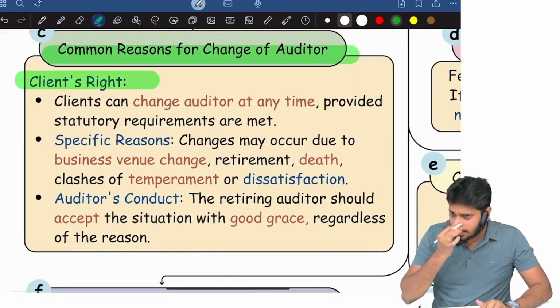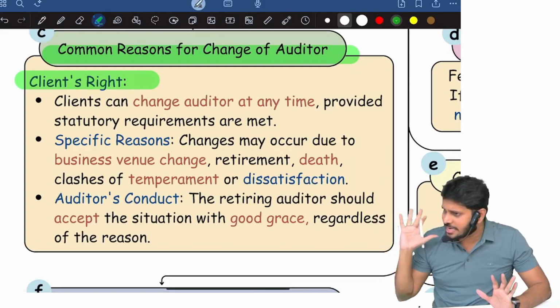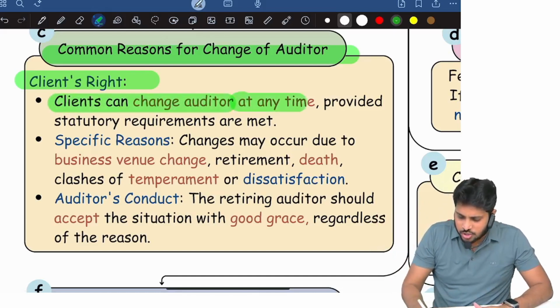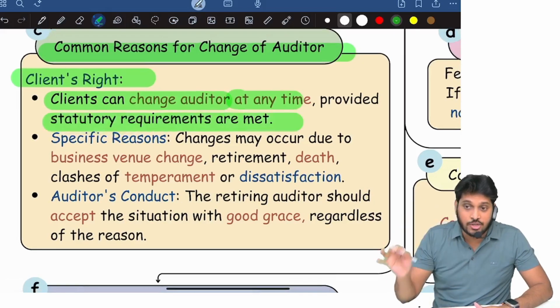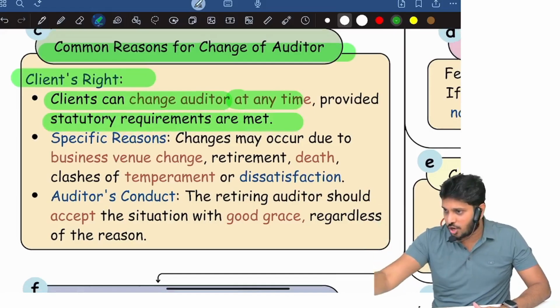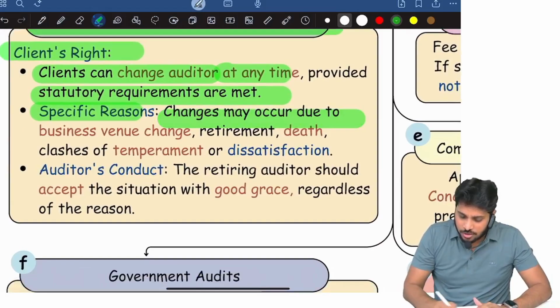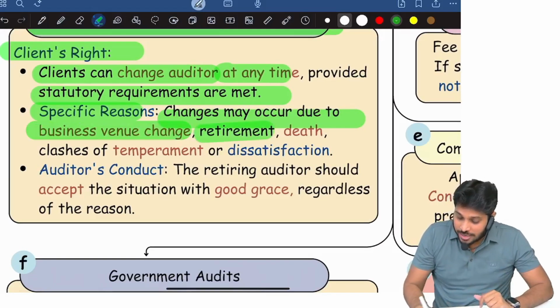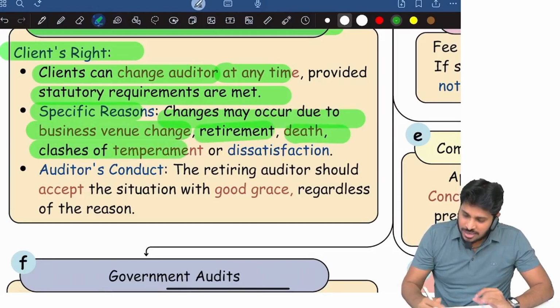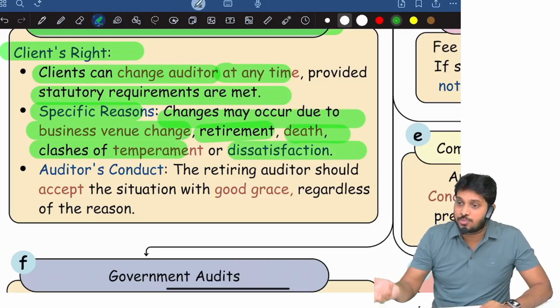Obviously it's a client's right, which auditor he wants to appoint. Absolutely. Yes or no? Clients can change the auditor at any time provided statutory requirements are met. If the change is as per law, no problem. Specific reasons: generally, sometimes a change will happen because of business venue change or retirement or death or temperament clashes or dissatisfaction with the work done.